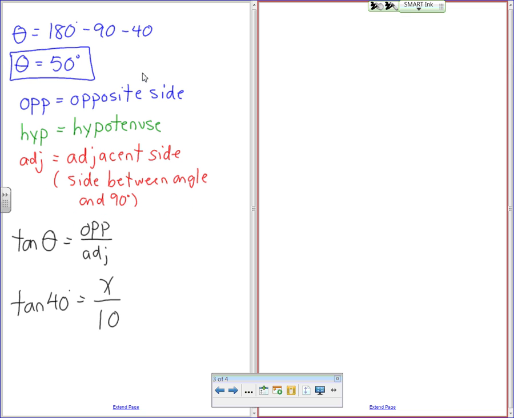All right. So how do I solve that? Yeah, good. So you just push the tan 40 on top of it. Okay, and I got 0.4. And then it equals x over 10. And then you just do 0.4 times 10 equals x.